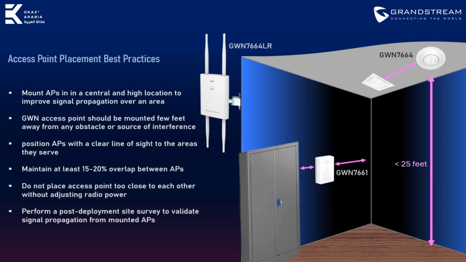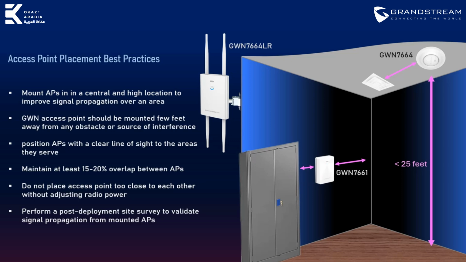The recommended placement of GWN indoor access points is on the ceiling, as this allows even signal propagation throughout the area. For GWN outdoor access points, they should be mounted directly on walls or poles. Grandstream Networks also offers several indoor wall mount access points, such as GWN7661. An indoor access point should be mounted no higher than 25 feet above the floor. The higher the access point, the longer the distance between the access point and the wireless client. Please keep in mind that distance is a natural cause of signal attenuation.